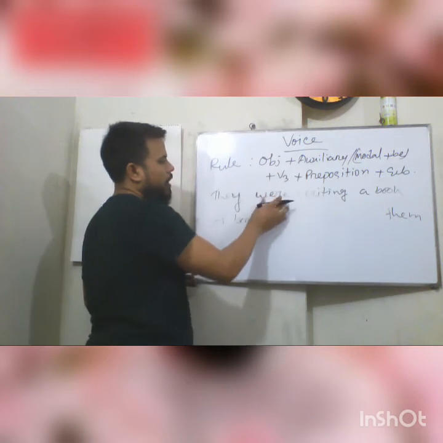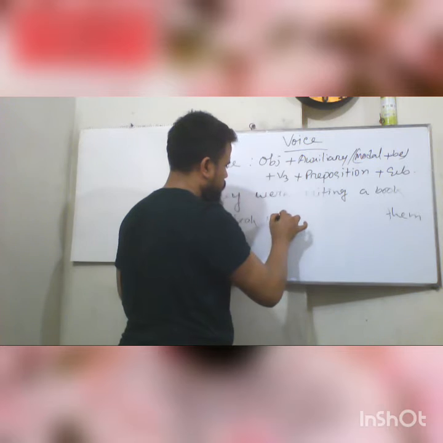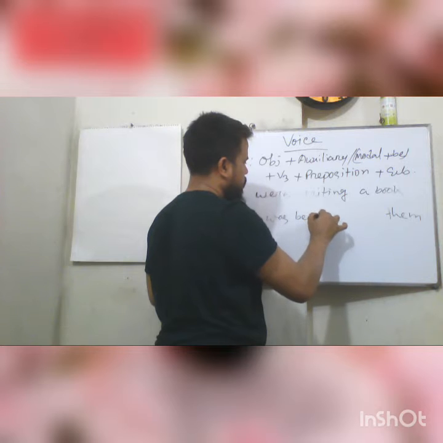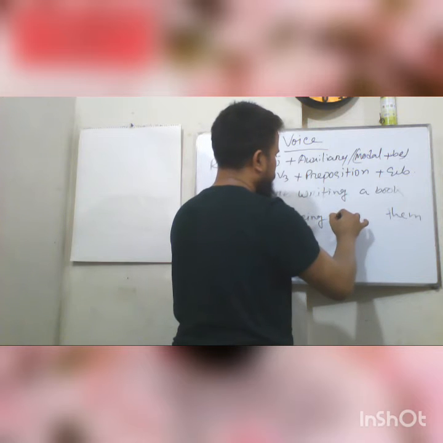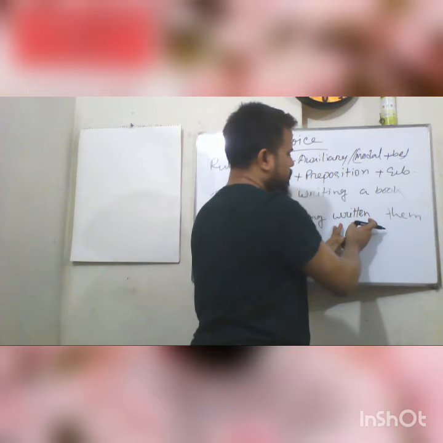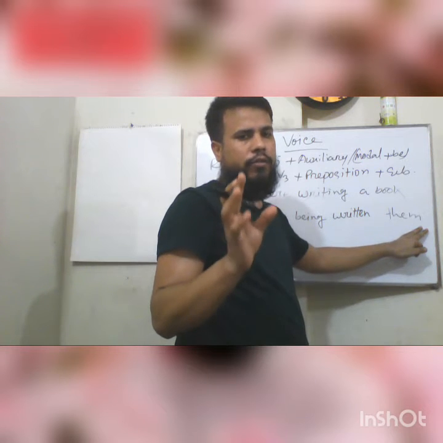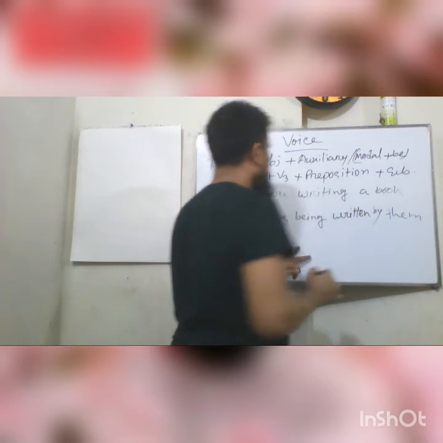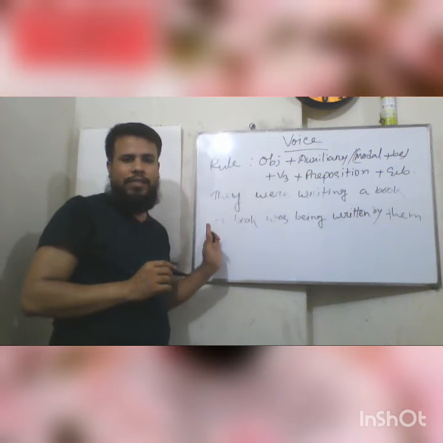The auxiliary verb were is changed with the subject to was. And then we have to use the extra word being. Then writing for written. From the main verb to the object we have to join. Then we have to use the preposition by. This is the past continuous tense from active to passive.